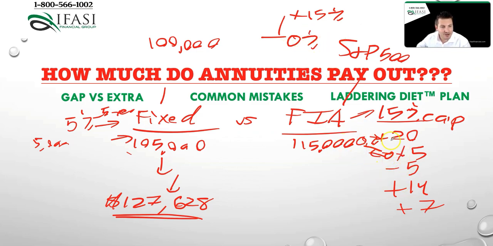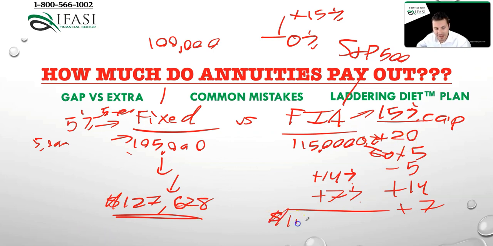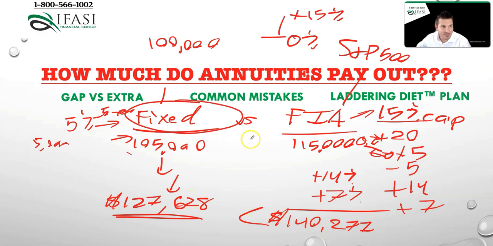So after the first year, you gain 15%, second year 0, third year 0, fourth year, because it was plus 14%, and 14 is underneath the cap of 15, you get a 14% gain, and then the next year you'd have another 7% gain. So your total account balance after all 5 years with the fixed index annuity would be $140,277, which is obviously higher than what you would have had with the fixed account.